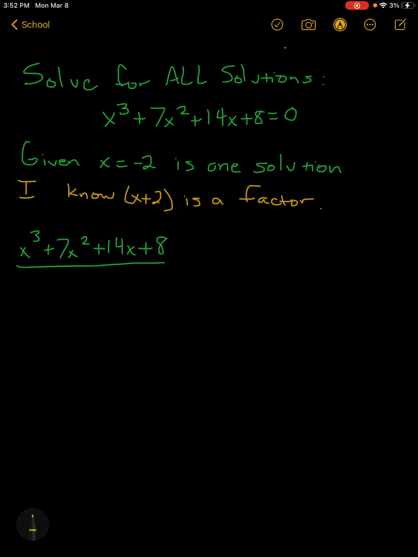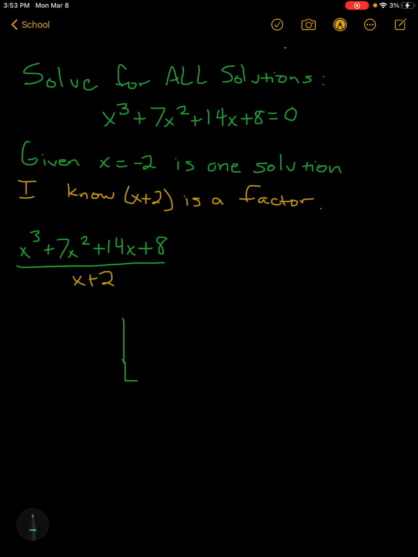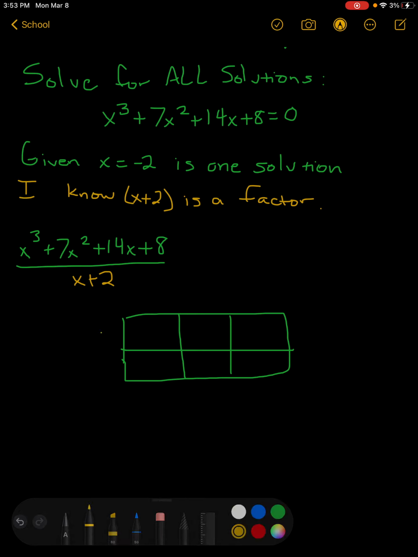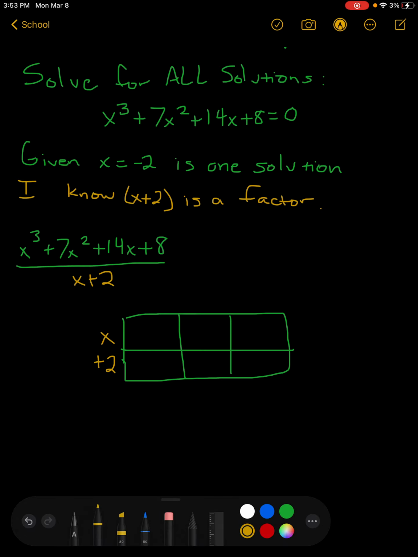So now that I have the factor, what that tells me is I now have my divisor, and I can divide my cubic. So here we go. Let's set up our box. So this is a cubic, so it's going to be a 3 by 2. So I know I need 3 columns, 2 rows. Our divisor goes here. And now I start with what I know to figure out what I don't know.